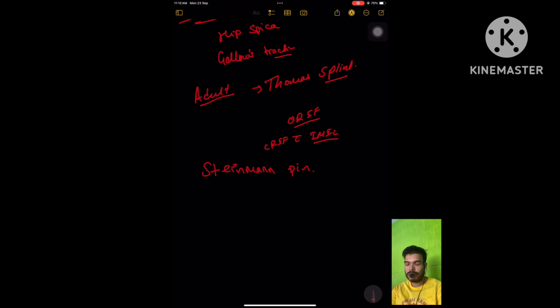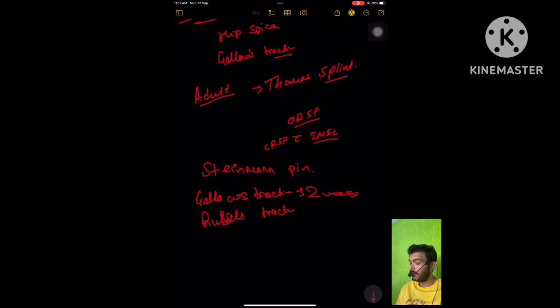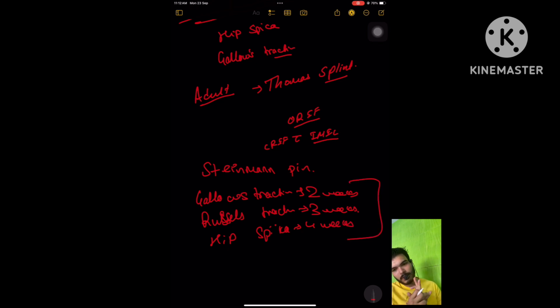If we are using gallows traction, we use it for 2 weeks. So you write it down: gallows traction, 2 weeks. Russell's traction, you use it for 3 weeks. So in children, what are the modalities? Or you can also go for hip spica for 4 weeks. Simple, for remembering purposes it's very easy: gallows traction, Russell's traction, hip spica. Gallows traction less than 12 kg, Russell's traction more than 12 kg, and hip spica.